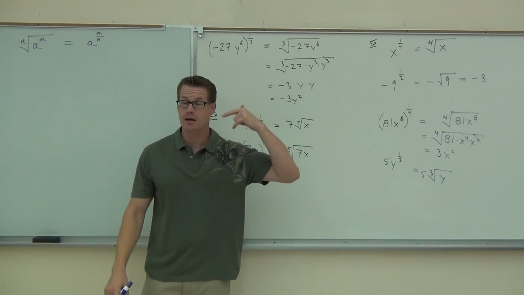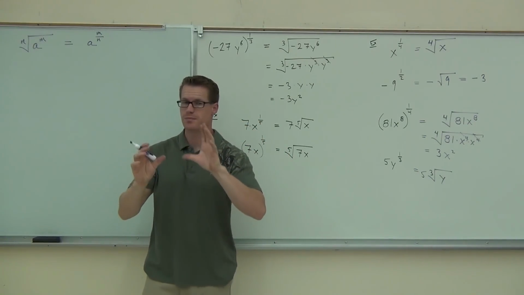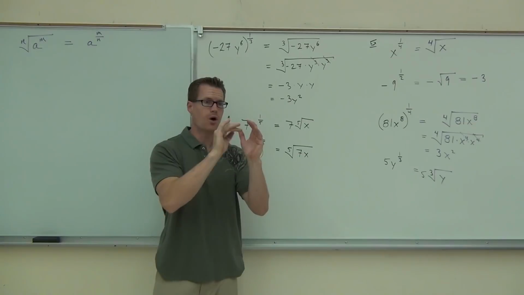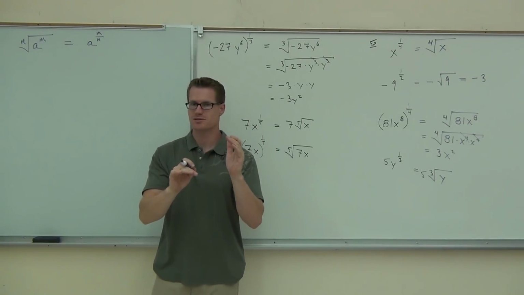You guys got to get that in your head. How we write radicals is power over root. Power over root. Whatever the power is, over whatever the root is. Nudge your head if you're still okay with this. All right, good.